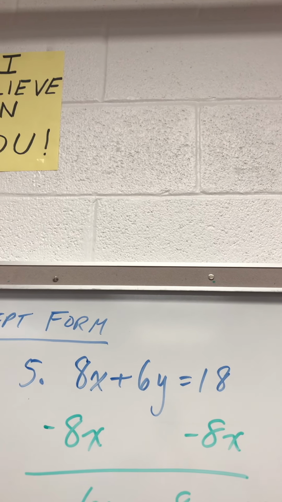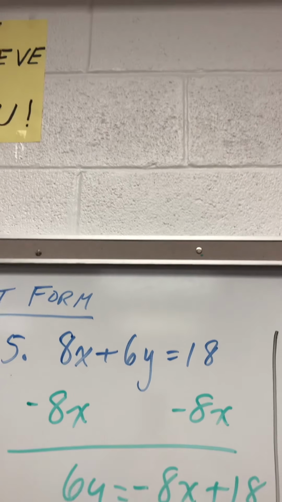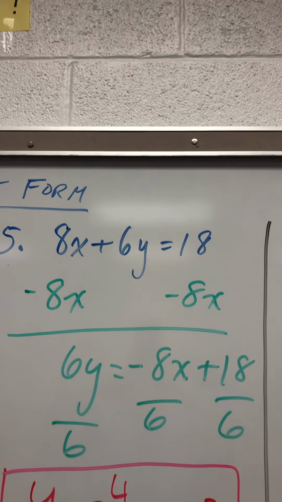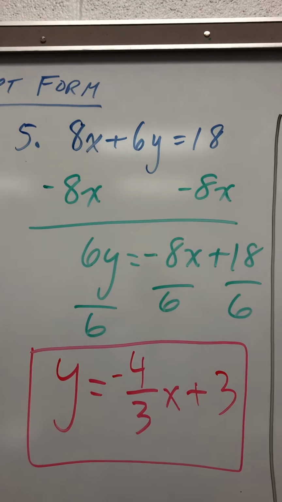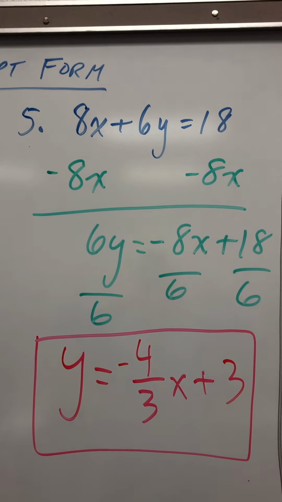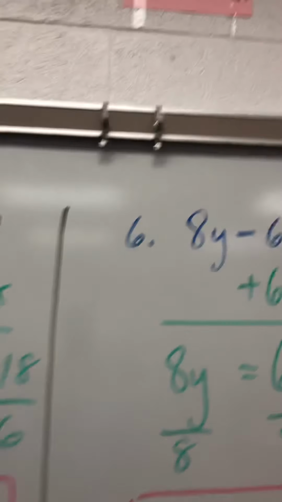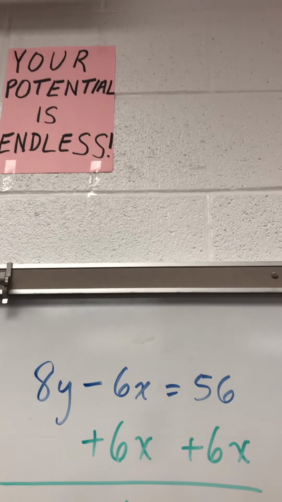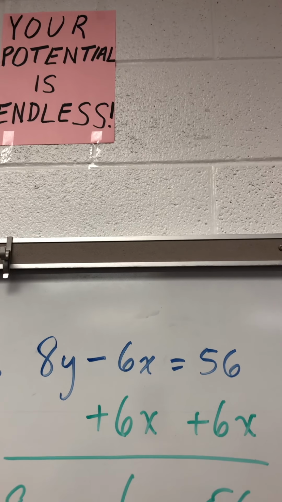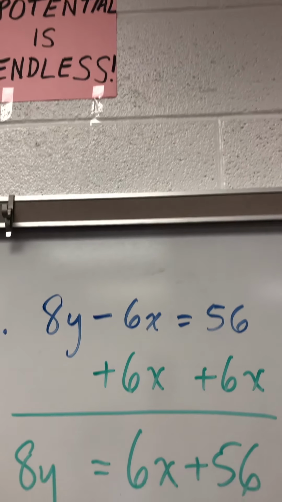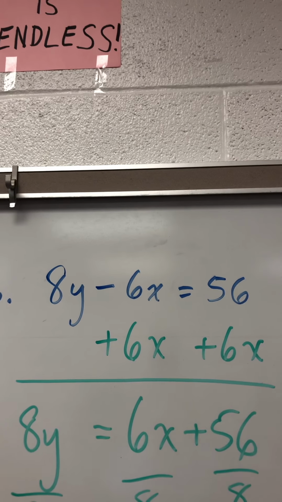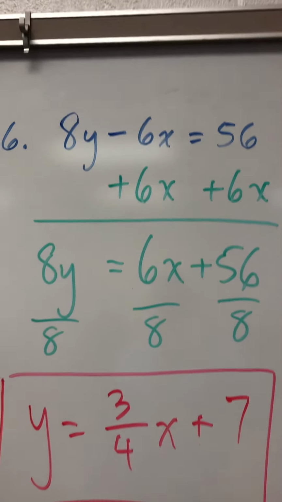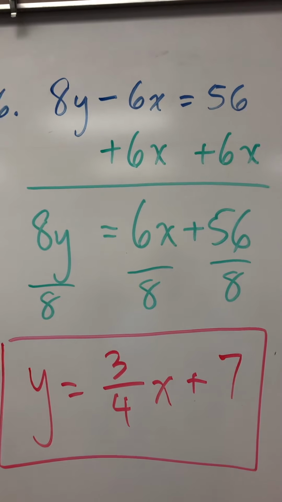8x plus 6y equals 18 minus 8x. Divide by 6. Y equals negative 4/3 x plus 3. Uh-oh, be careful, look at that. The y term is first, so we're going to add 6x to both sides first. Divide by 8. Y equals 3/4 x plus 7.